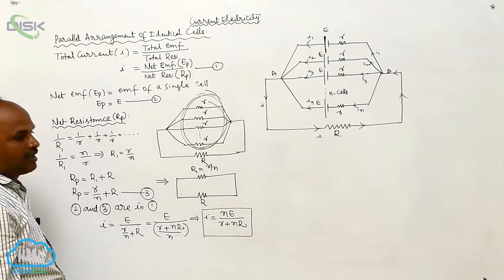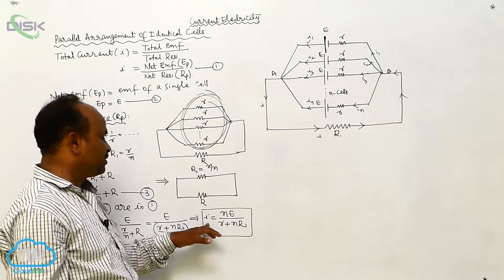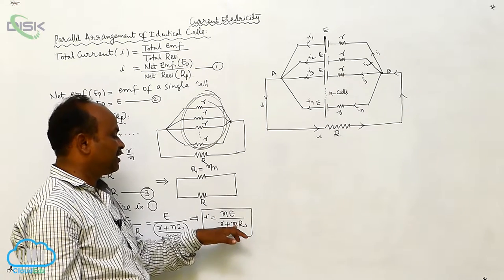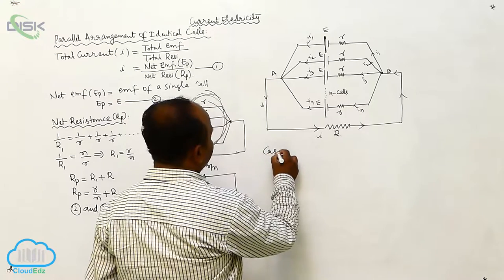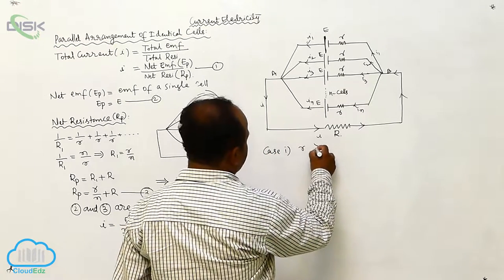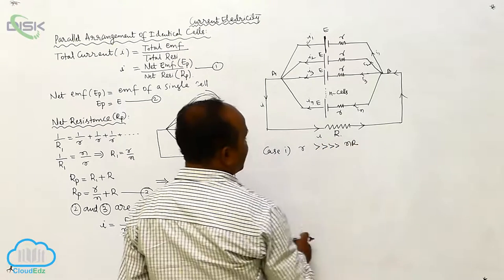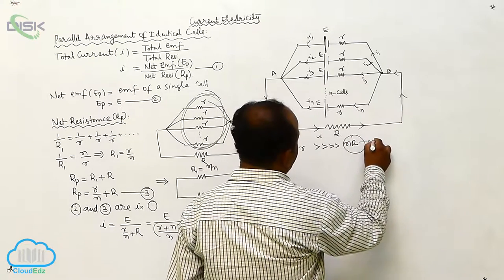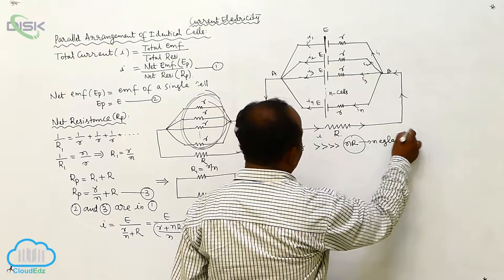Whenever all the cells are connected in parallel, I is equal to capital N E by small r plus capital R into N. Therefore, here case 1: small r is greater than N into R. Which one is more? This is more. Now, this is less. This can be neglected.